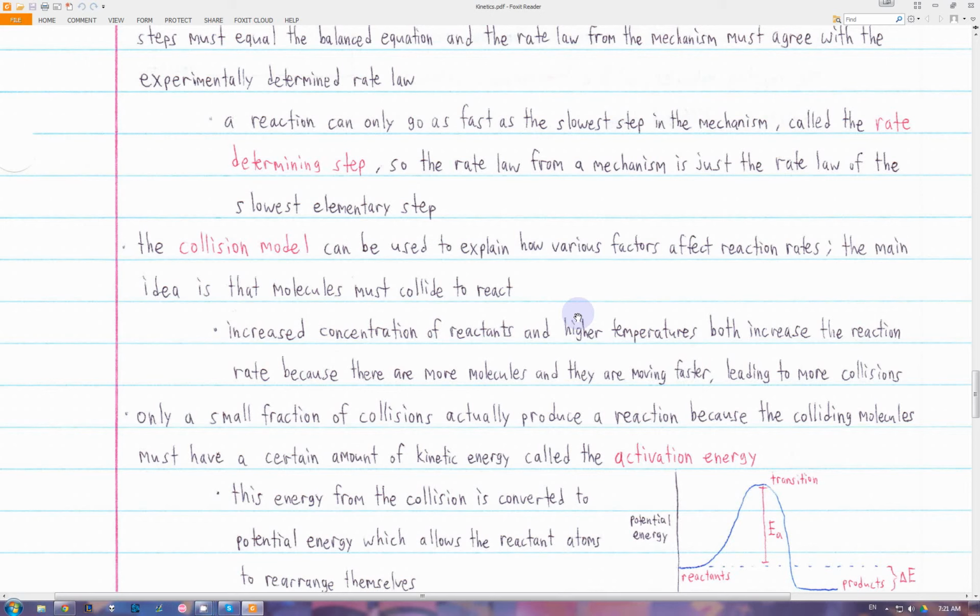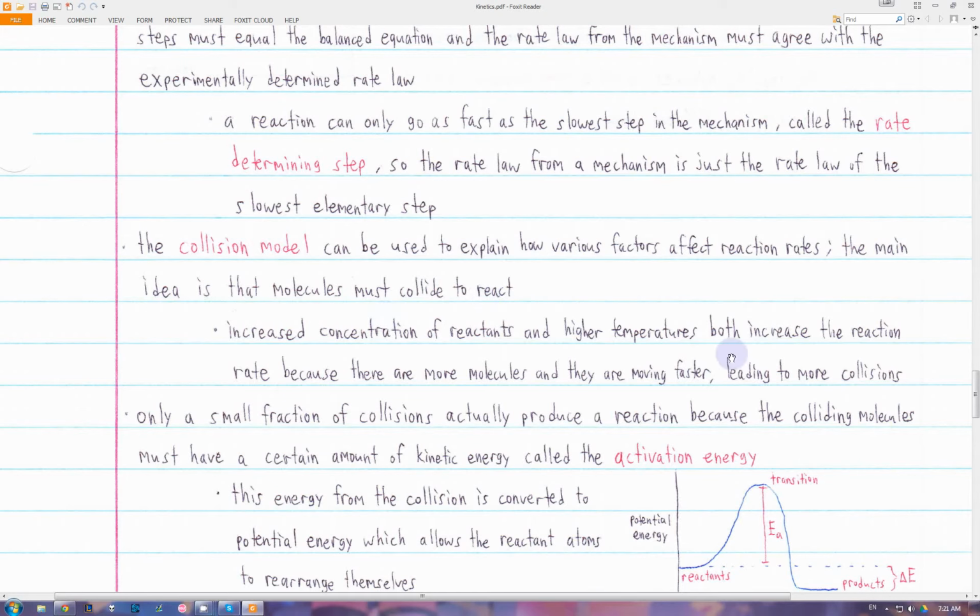So we can use something called the collision model to explain how various factors affect the rate of a reaction, just like how we can use the ideal gas model to explain the properties of a gas. The main idea of this collision model is that in order for a reaction to occur, molecules in the reactants must collide with each other. And so just from this assumption, we can explain two factors.